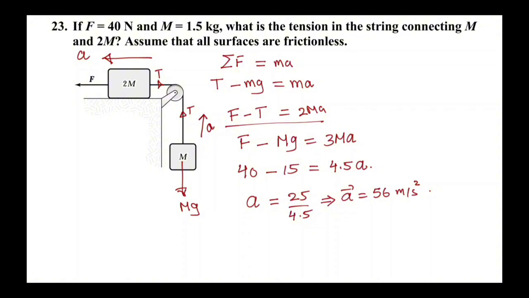Now, to calculate the tension, you substitute this acceleration in one of these two equations. You will find tension equals MA plus mg, or M times A plus g. Tension equals 1.5 times 15.6 plus 10, or equal to 23.4 newtons.